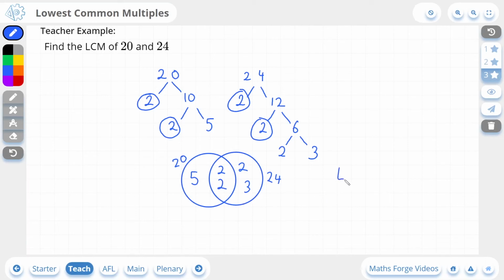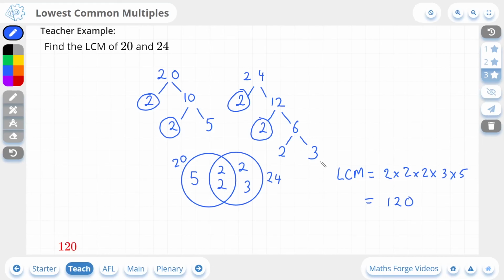And now to find the lowest common multiple, I multiply all of the numbers in my Venn diagram together. So that's going to be 3 2s, a 3, and a 5. And if we calculate this, this gives us 120. And if we check our answer, there it is. And that's it for the lowest common multiple.